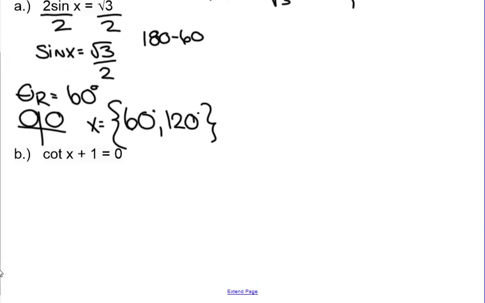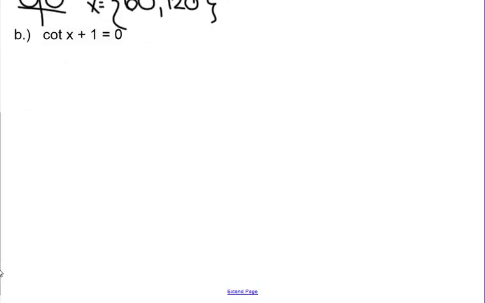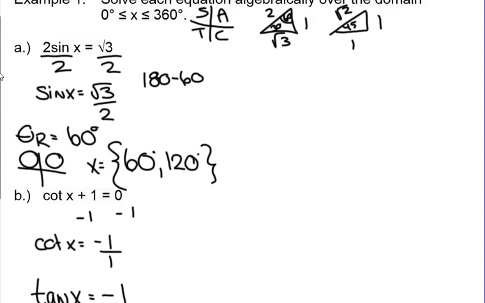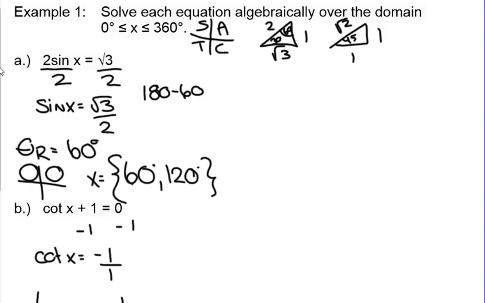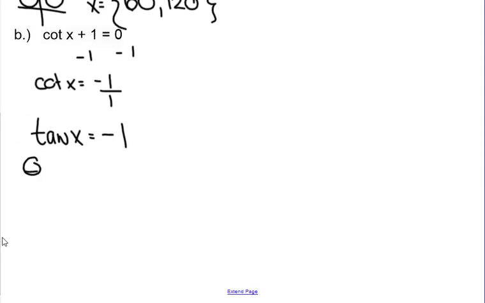Our next one, cotangent x plus 1 is equal to 0. I'm going to subtract 1 from both sides, and I'm going to get cotangent x is equal to negative 1. Well, we don't necessarily know our exact values for cotangent, but we know that tangent is the reciprocal of cotangent. So that means our tangent of x would be equal to negative 1. The reciprocal of negative 1 is negative 1. Well, on our special triangles, an opposite over adjacent of 1 would give us a reference angle of 45 degrees.